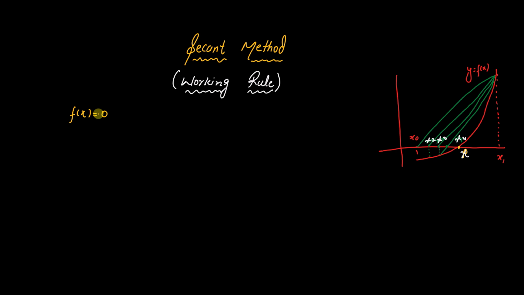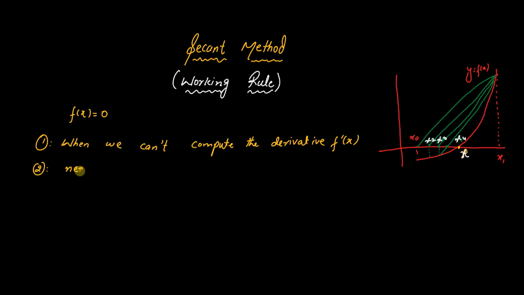So the secant method is specifically useful, number one, when we can't compute the derivative of a function. Secondly, when we need a fast and relatively simple method to find the root.